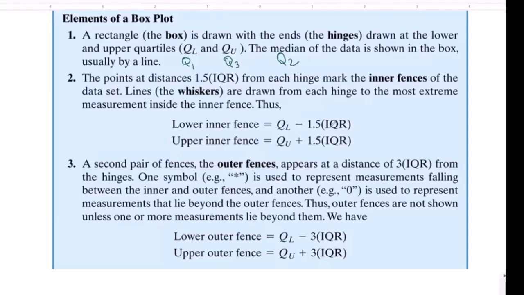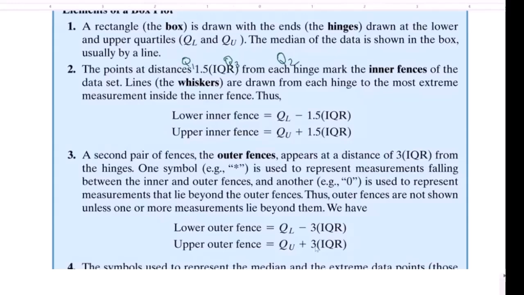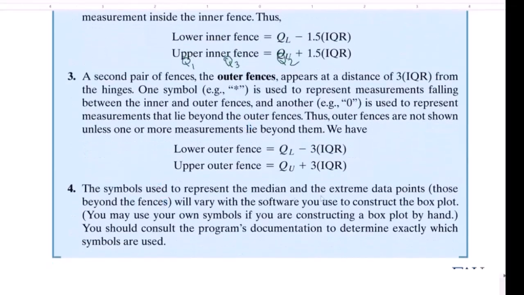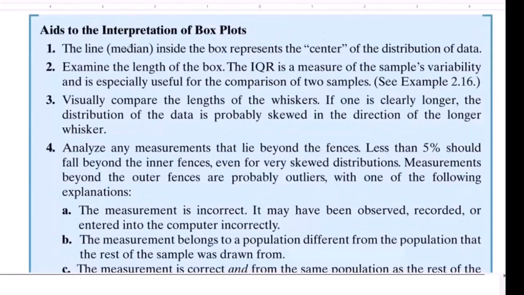They're even more of an outlier because they're further away from the rest of the data. One symbol, for example this asterisk, is used to represent the measurements falling between the inner and outer fences. And another, 0, is used to represent measurements that lie beyond the outer fences. Thus, the outer fences are not shown unless one or more measurements lie beyond them. If they fall outside of 3 times IQR, we don't even show it. It's just too far out. Symbols used to represent the median and the extreme data points, those beyond the fences, will vary with the software used. Now we're going to look at how you interpret the box plots.